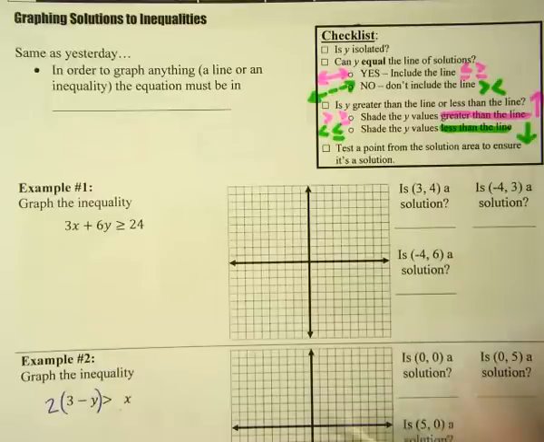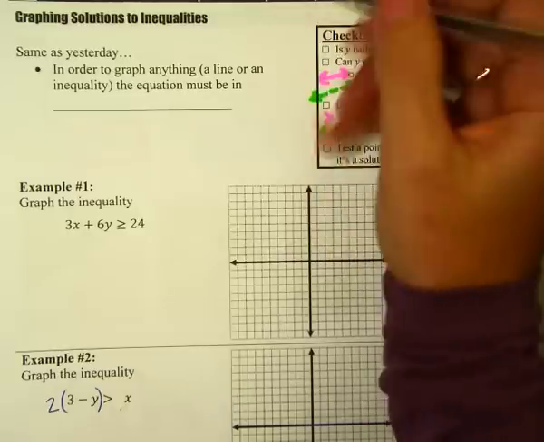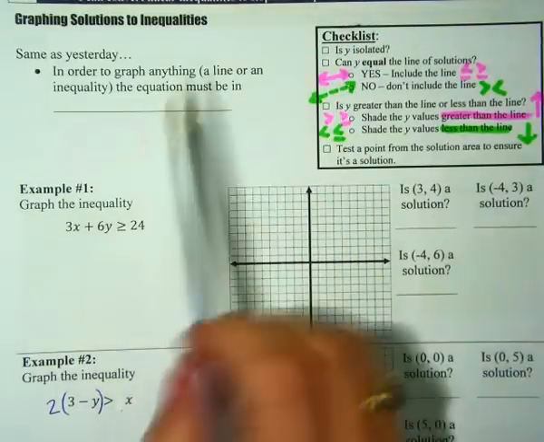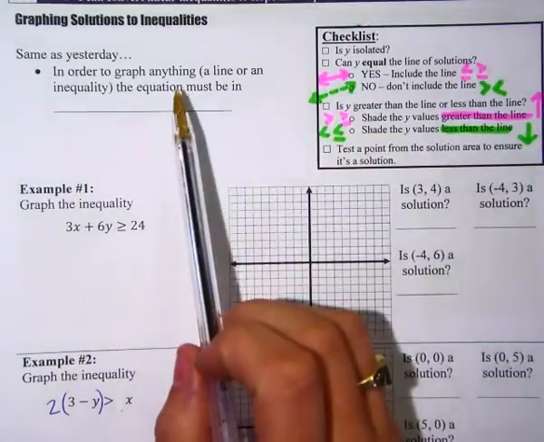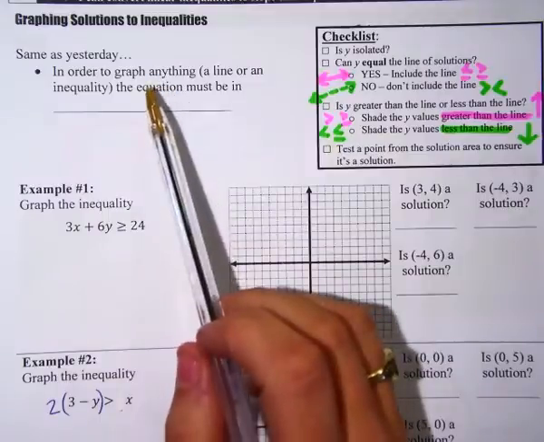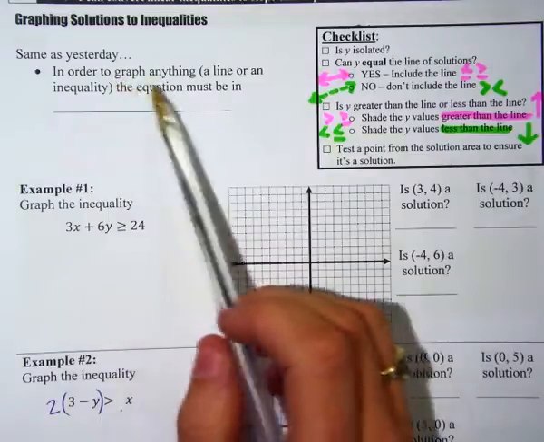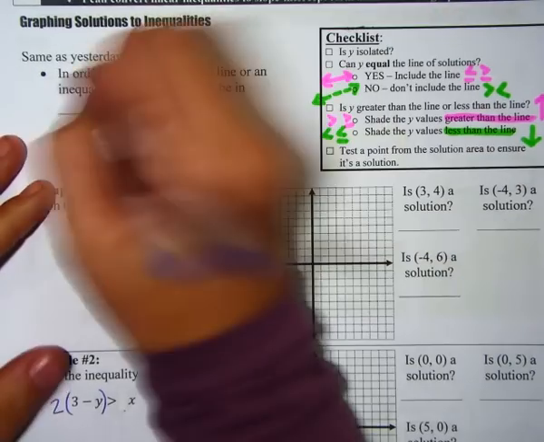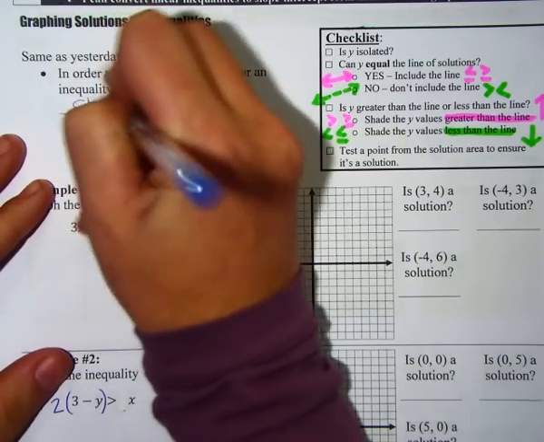Okay, this is lesson 5.7, which is still graphing inequalities. However, today we're going to convert them first. So today is the same as yesterday, except in order to graph anything, a line or an inequality, it must be in slope-intercept form.